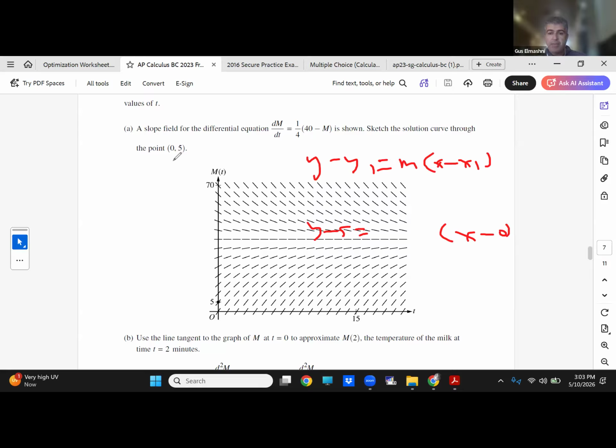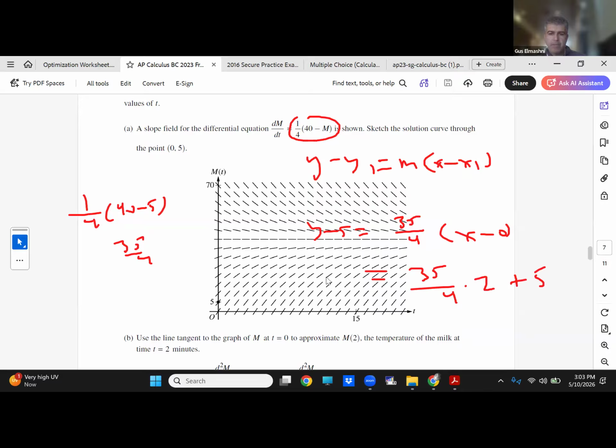because you know the output's 5, and the slope is in terms of m, not in terms of t, so it's 1/4 times 40 minus 5, which of course is 35 over 4. You can leave it like that. That's totally fine. Then to approximate it, you're going to plug in 2 for x. We'll add 5 to the side, which is 17.5 plus 5, or 22.5. So that's how you'd handle that one.